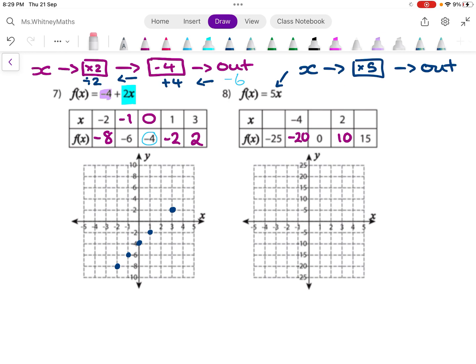Now, if we think about the other ones, we have the output. So if we have negative 25, instead of multiplying, we are going to divide by 5. So it's going to be negative 5. Same thing for the other one. 0 divided by 5 is still 0. 15 divided by 5 is going to be 3. Now we can just plot our points. So we've got negative 5, negative 25, which is here. Negative 4, negative 20, 0, 0, 2, 10, and 3, 15. And these are all the values.